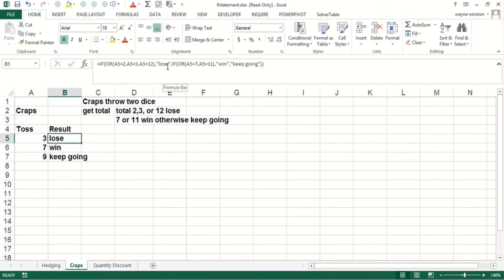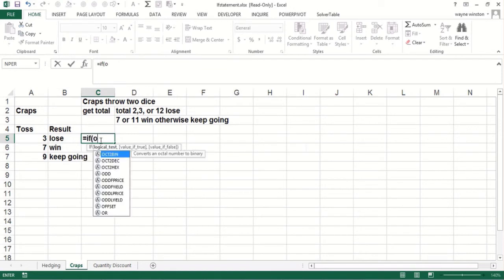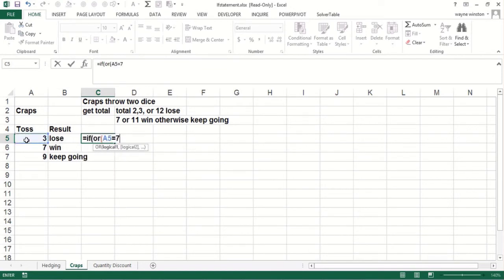And you can do ifs with ors. And you can do ifs with ands. And or means at least one of the conditions is true, and and means they're all true. So I would do if, and I would say or, doesn't matter, if the total equals 7, comma, or the total equals 11. You need these enclosed in parentheses, separated by a comma. If that's true, I want to put the word win here. So I put that in quotes because it's text.